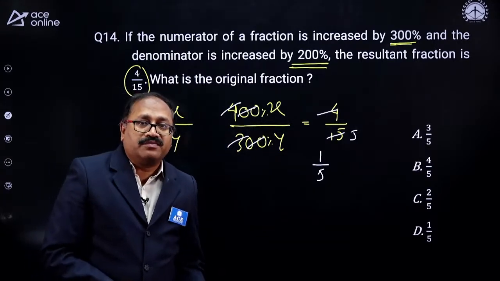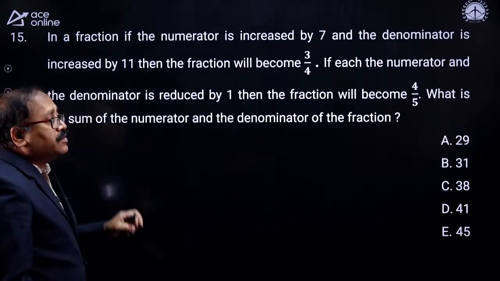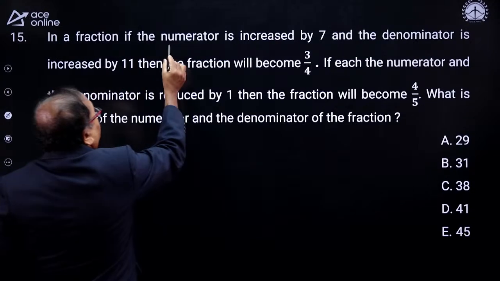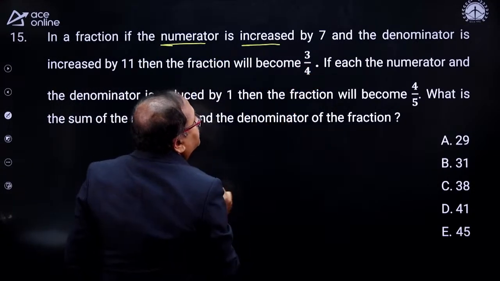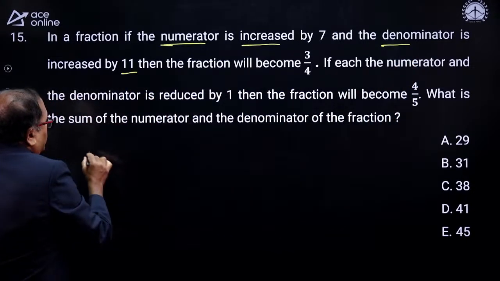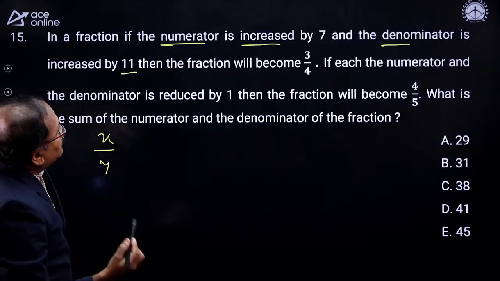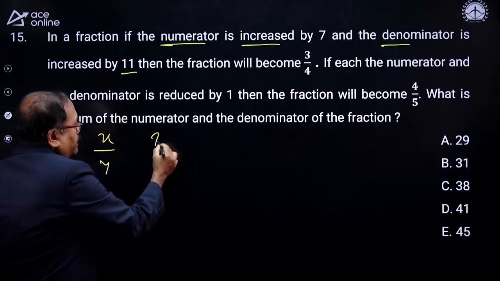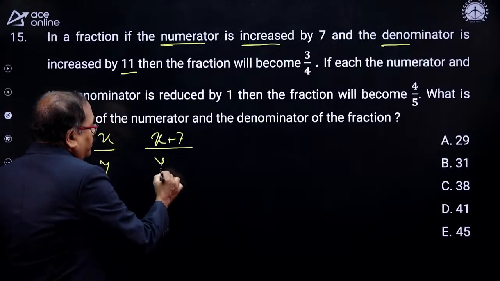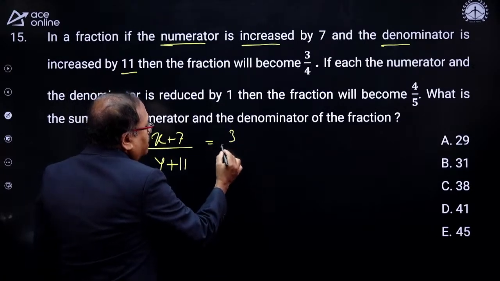Wait, the last question of the class. This one is the last question. See that. Previously, in one of the bank exams, this was the question, which said that the numerator is increased by 7 and the denominator is increased by 11. So if I consider the original fraction is x by y, then the numerator increased by 7 gives x plus 7, and the denominator increased by 11 gives y plus 11. Then the fraction becomes 3 by 4.